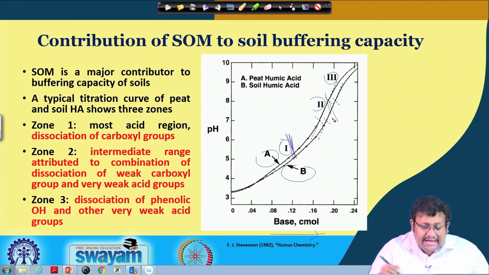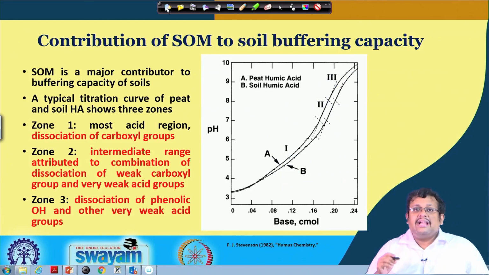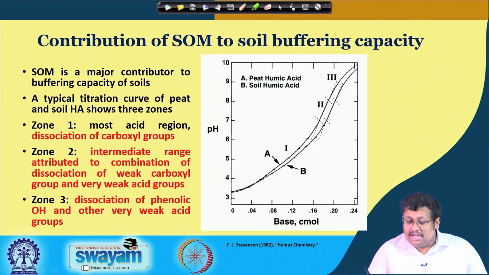Zone 2 is an intermediate range, which is attributed to the combination of dissociation of weak carboxyl groups and very weak acid groups. However, in zone 3, we are seeing the dissociation of phenolic hydroxyl and other very weak acid groups. So this is the titration curve, and its slope shows the buffering capacity of the soil organic matter, dividing the area into three zones by dissociation of the different functional groups present in soil organic matter.